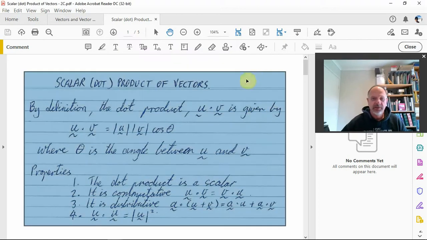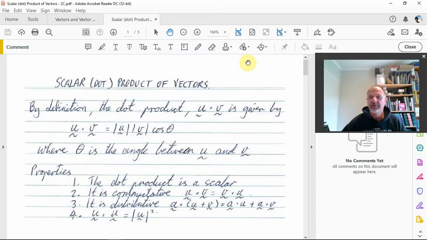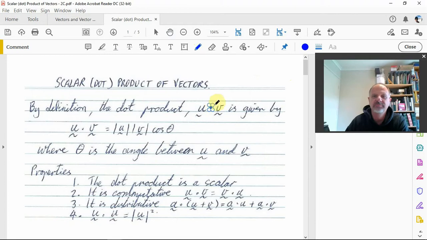Okay, today we are looking at what's called the scalar product of vectors, or it's also known as the dot product. It's known as the dot product because you have this dot in the middle.